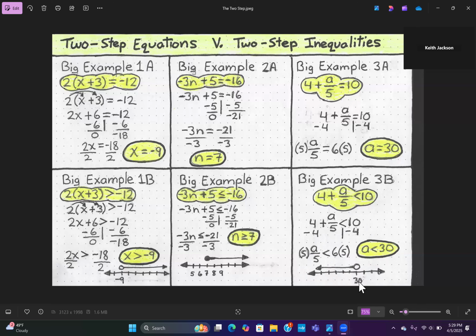So we know that a is less than 30. And when we put it on the number line, we know that a is less than 30. Let me repeat that. A is less than 30. And as you can see, we have this open circle because we have this sign that says a cannot be 30. It can only be less than 30 or to the left of 30.